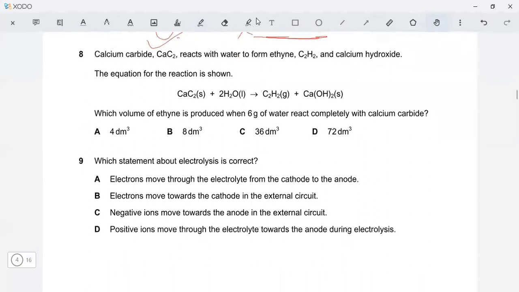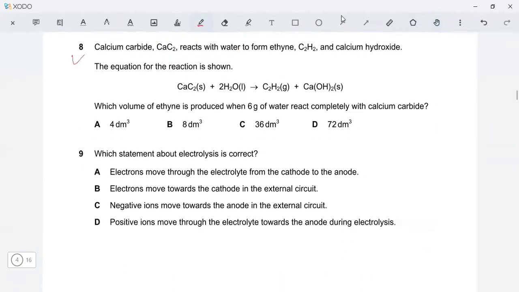Okay, this is question number 8. Calcium carbide reacts with water to form ethane, this is the formula of ethane, and calcium hydroxide. The equation of the reaction is given, this is the chemical equation. Which volume of ethane is produced when 6 grams of water reacts completely with calcium carbide?